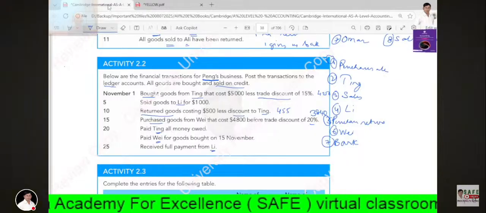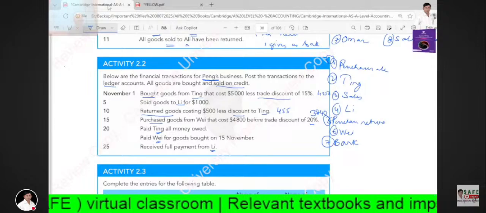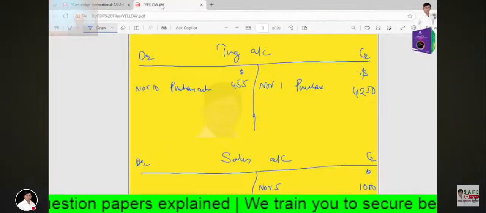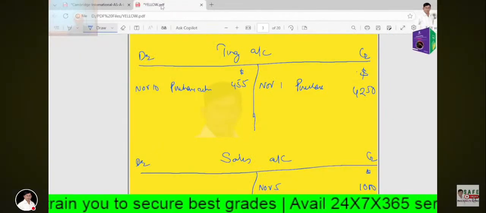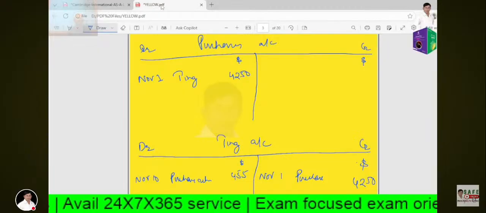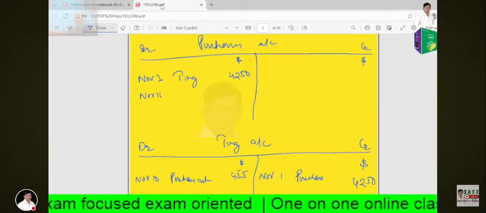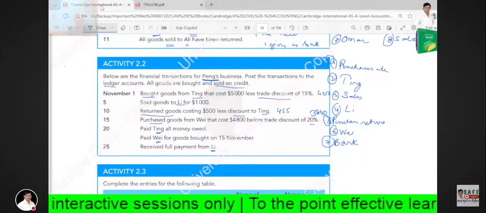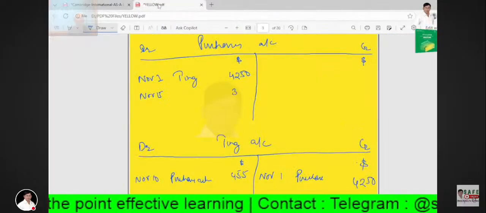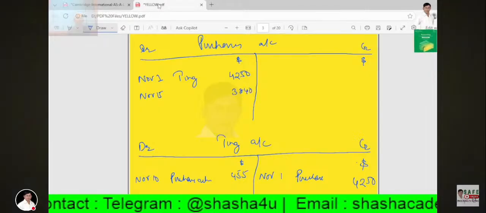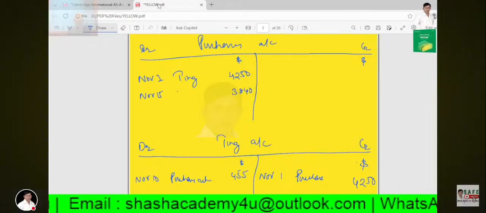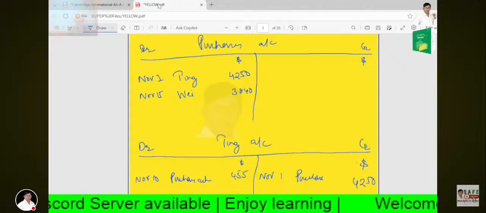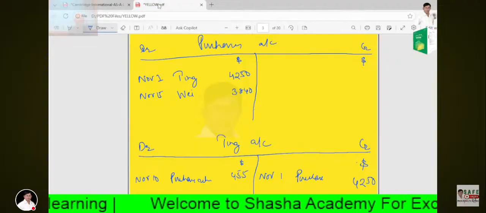Purchase goods from V that cost 4800, so 3840 after discount. So purchases and V, on November 15th. Purchases account will be debited 3840. We have purchased from V. That's why we have to write V here. So purchases account will be debited.